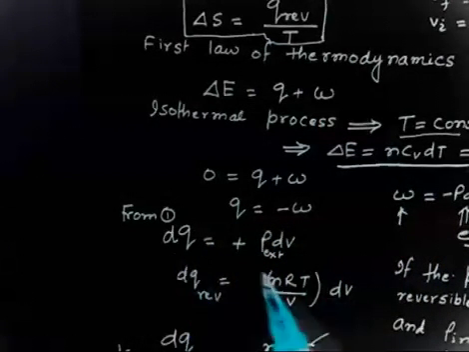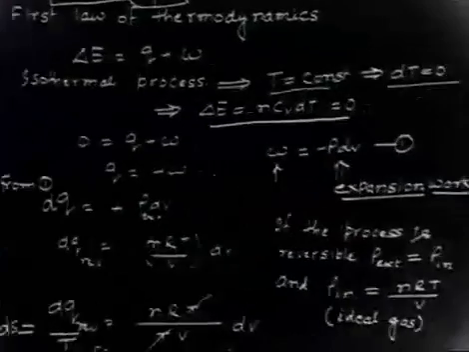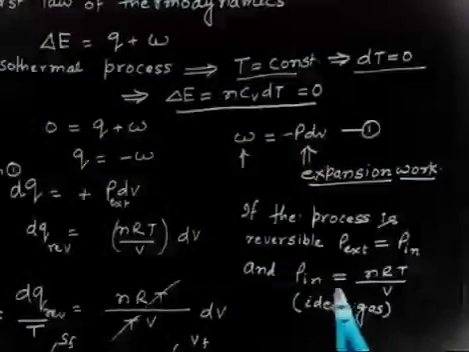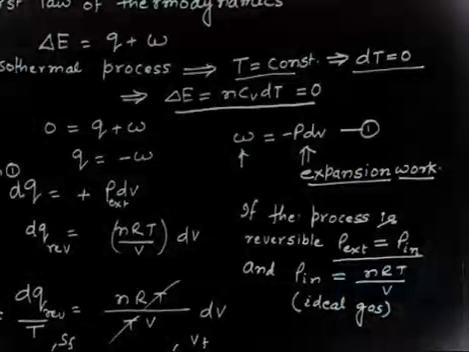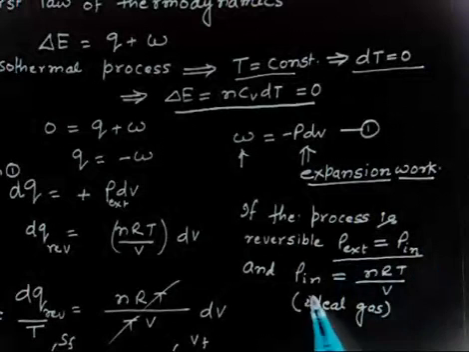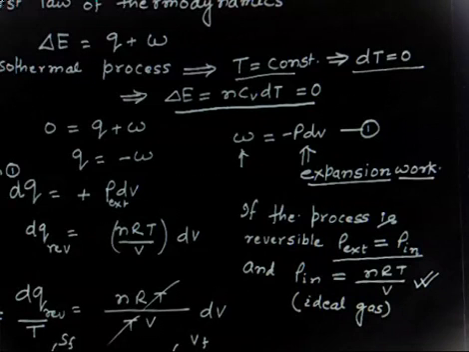So dq is equal to P external dV. Now if the process is reversible, I can say P external is equal to P internal. External pressure and internal pressure are the same. In that case, if I apply the ideal gas equation, PV equals nRT, internal pressure can be given simply by nRT by V. Do you agree with me or not?